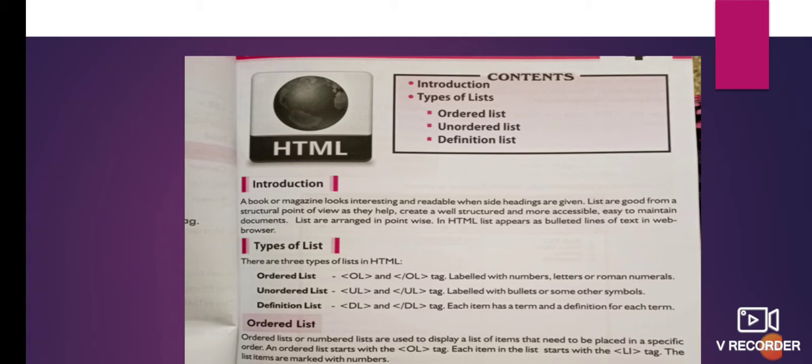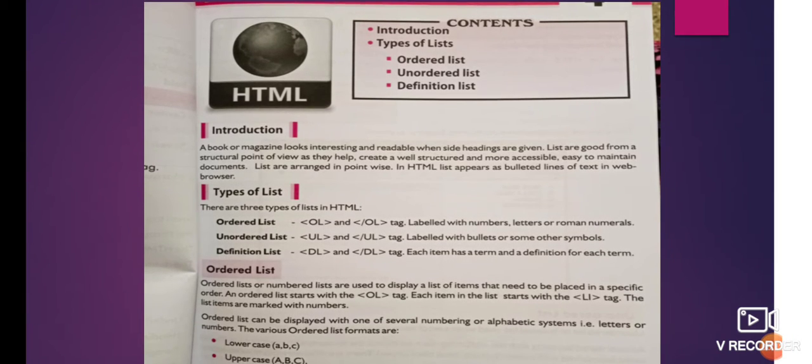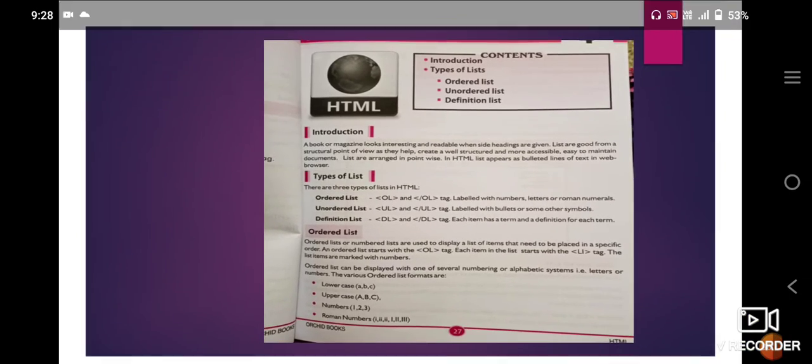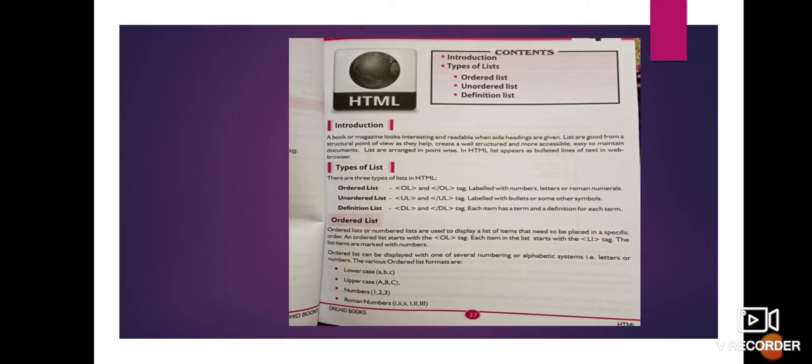Already, we have discussed the types of list in the previous class, ordered list and then unordered list. And today, we are going to learn what a definition list is, with an example. Okay. So, first of all, what are the types of list?